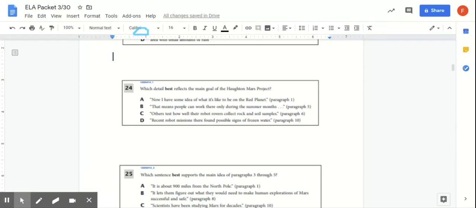Number 24. Which detail best reflects the main goal of the Hot and Mars project? A, now I have some idea of what it's like to be on the red planet. B, that means people can work there only during the summer months. C, others test how well their robot rovers collect rock and soil samples. D, recent robot missions there found possible signs of frozen water.